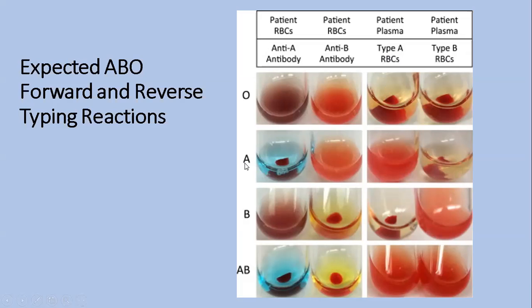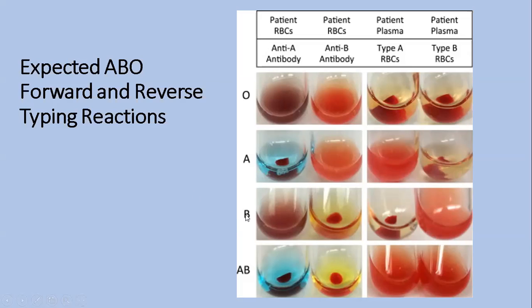When we move on to someone who's type A, we see this beautiful 4+ reaction with the anti-A, negative with anti-B. What are they lacking? They're lacking the B antigen, so we expect them to have anti-B reacting with B cells. There it is, 4+. Anti-A is negative. I'm sorry, they don't have an anti-A because they have the A antigen, so this one's negative.